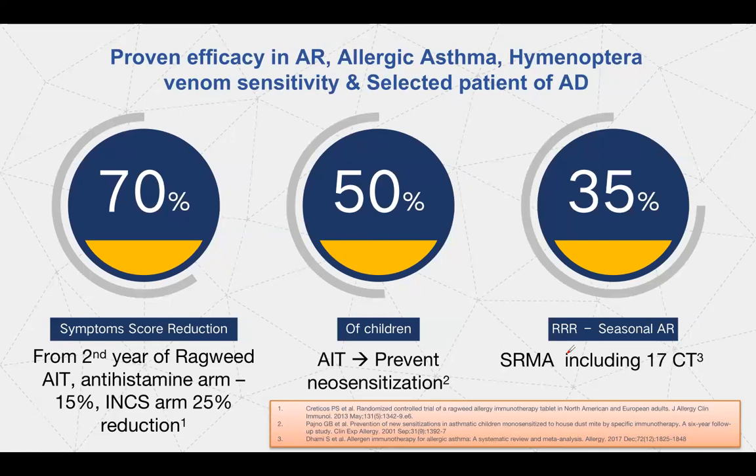There are other studies that showed, with house dust mite specific allergen immunotherapy, a 50% relative risk reduction in children with a 6-year follow-up, preventing neosensitization. Again, that is a very significant finding we need to remember. And a systematic review and meta-analysis, including 17 clinical trials, showed a 35% relative risk reduction in medication score in seasonal allergic rhinitis patients.